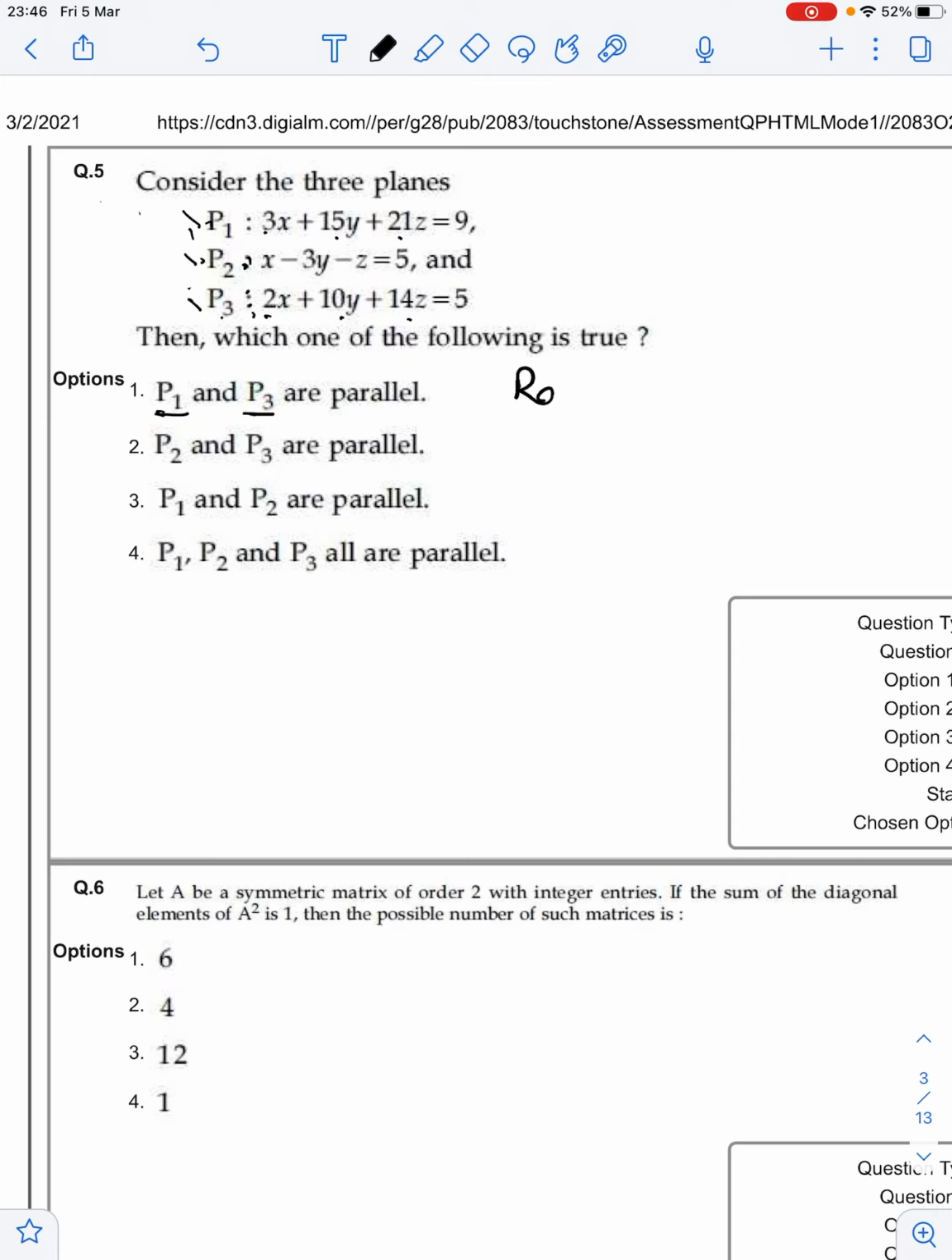So the ratios of direction ratios are 3 by 2, 15 by 10 and 21 by 14, which is 3 by 2, 3 by 2 and 3 by 2. So the ratios of direction ratios are the same, hence both the planes are parallel. Since we get the answer in the first option, there is no need to check the other options. So P1 and P3 are parallel.